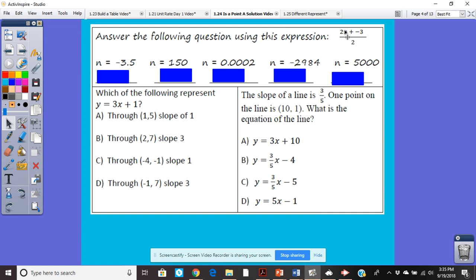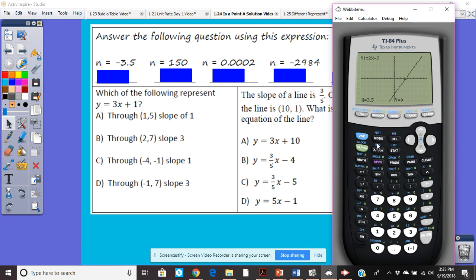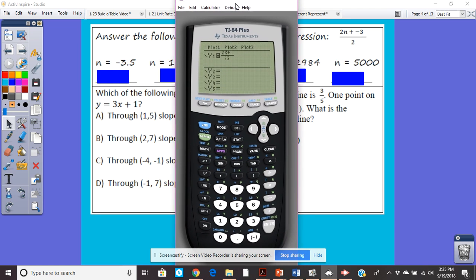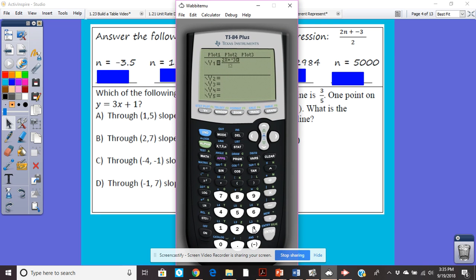On these, we're going to use the same expression, 2n plus -3 over 2. So let's get rid of that equation. First you need to make sure that you put it in a fraction format. Instead of using the n, I'm just going to use an x. You can use any letter for a variable. So 2x plus -3, and then your bottom number is a 2.